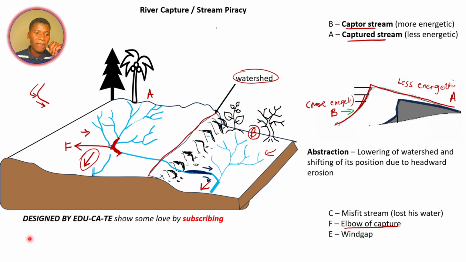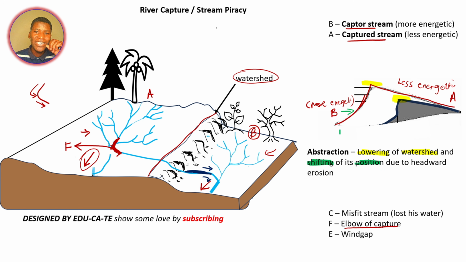So we define abstraction as the lowering. The first important thing is to say abstraction is the lowering of the watershed. The watershed, or that high-lying ground that separates two rivers, is being lowered. It is being made shorter, because remember, it was here on top, but now it is here at the bottom. It is now shorter. It is no longer a higher-lying ground. And the other thing, its position was also shifted. So there is a lowering of the watershed and there's also a shifting of the position of the watershed.